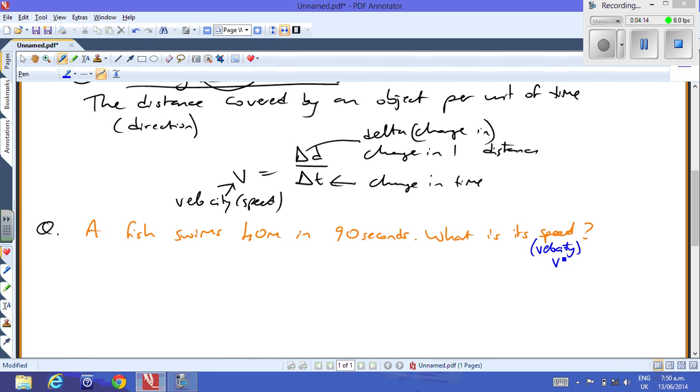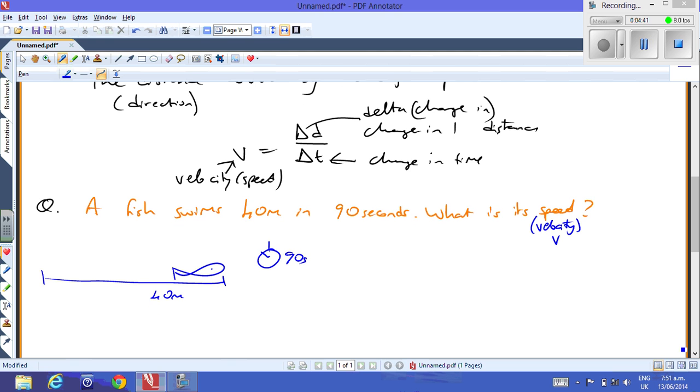I also like to be able to think in pictures because it really helps me understand things and hopefully some of you too. So you should be able to draw a little picture for every one of these questions that you come across. We're talking about a fish here and he's just swam 40 meters, from the point of origin to where he is now. And that took him 90 seconds altogether. So that's your little picture.